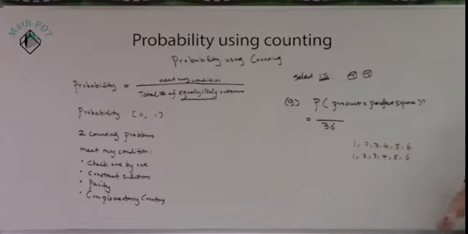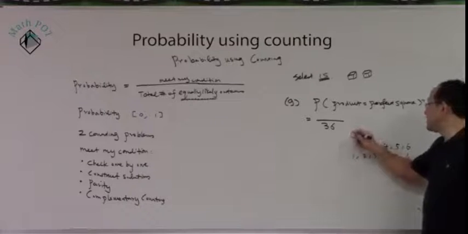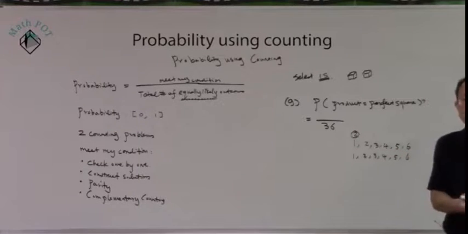Of course, 1 times 1 definitely is a perfect square. That gives us 1. So 1 times 2 is 2, definitely not. 1 times 3 is not. 1 times 4, of course, 4 is basically 2 times 2, which is a perfect square. 5, 6, not. That means if the first number is 1, we find 2 favorable conditions.